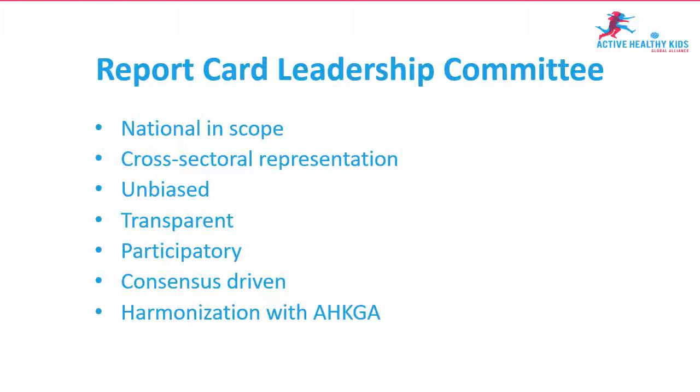In each jurisdiction participating, they establish a report card leadership committee. This committee should be national in scope, have cross-sectoral representation, be unbiased, transparent in their discussions, participatory, consensus-driven, and they must harmonize their processes with the Active Healthy Kids Global Alliance.